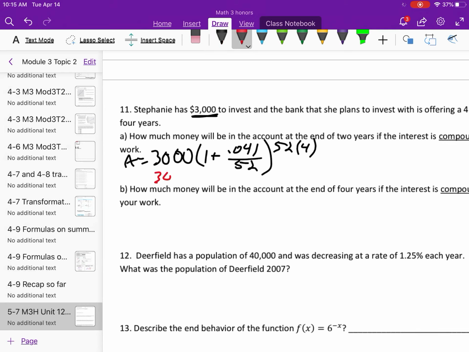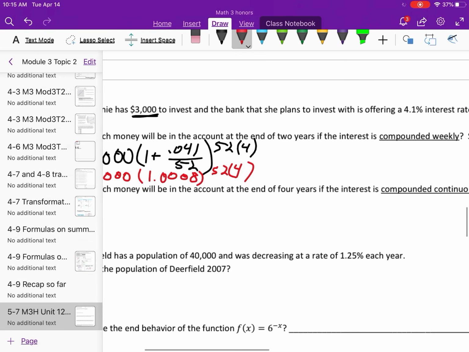So now my next step is 3,000 times 1.0008. So I rounded there a little bit. And that's going to be raised to the 52 times 4. So that's actually what I would do next, is take 52 times 4, and I'm going to get 208. So now we have 3,000 times 1.0008, parentheses 208.